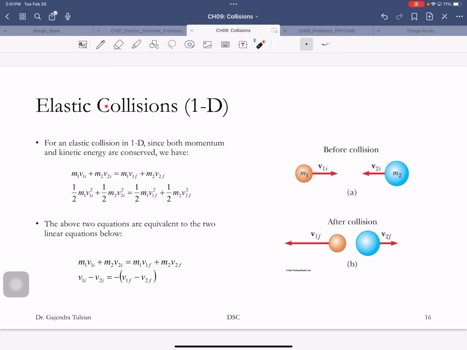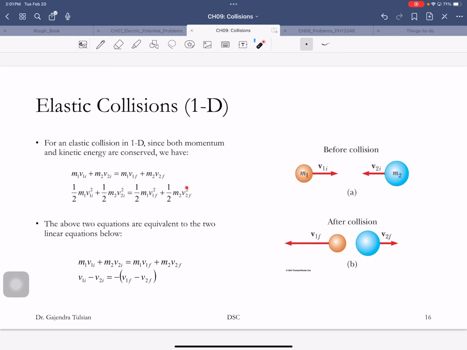Elastic collision. What does an elastic collision mean? Kinetic energy is conserved. Right, very good. Momentum is always conserved, that's a given. So in a collision, momentum is always conserved. In addition, kinetic energy is conserved. So there is an additional constraint. Here is momentum conservation: initial momentum of the two particles equals final momentum of the two particles. And in addition, kinetic energy of the final objects is conserved. This is only in one dimension.